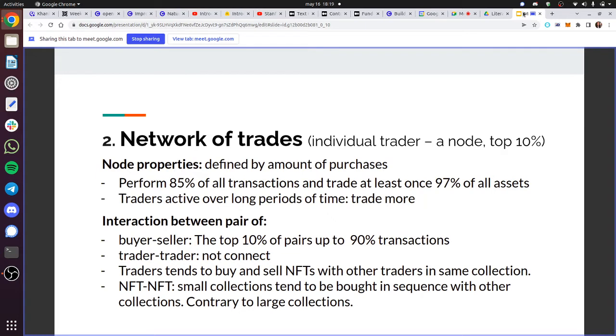The second one, they want to know about the network of the trades, and they assume every trader as a node in a tree, with properties of the node. Why they want to do it: because among the individuals, the top 10% of the traders have a very high volume of purchases and perform 80% of the transactions. And the longer the traders are in the market, the more purchases they make.